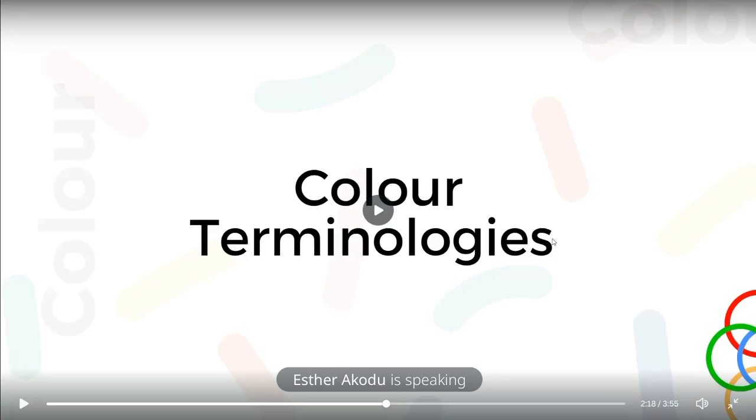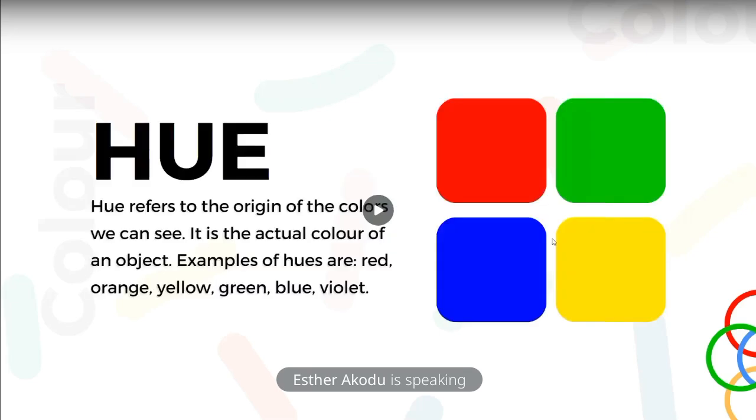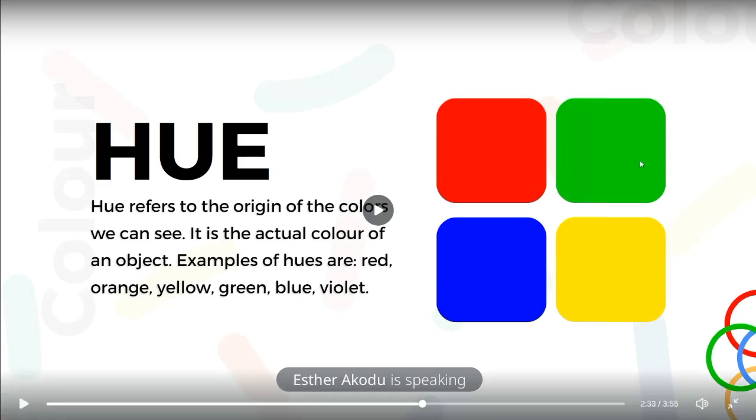So some color terminologies that you should know. Number one is hue. So hue simply means the origin of the colors that we see, like the original color without it being diluted. Just like watercolor, for instance. When I was in secondary school, we used what we called watercolor, poster colors. Those colors are in the original form without you diluting them, without you adding anything to them. So that's why we call them hue. The original colors are what we call hue, just like what you've seen here. These are the main colors without adding anything to them.